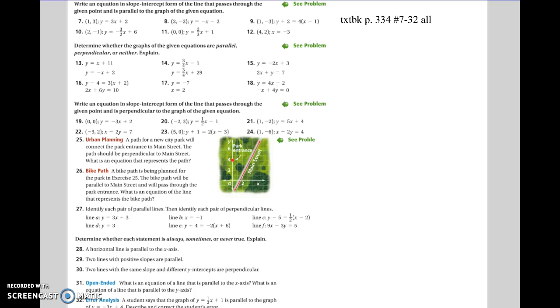Here is your assignment from the textbook. So if you want, you can go ahead and keep this page or take a screenshot so you have it tomorrow. I'm sure it'll be posted as well. And that's it for lesson 5.6.